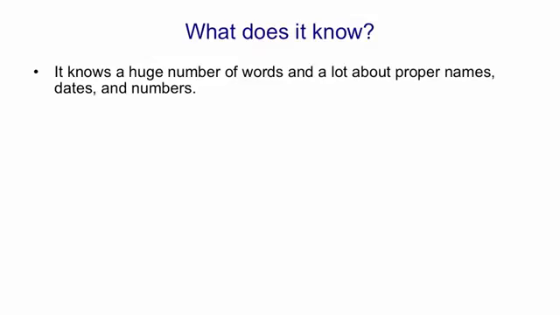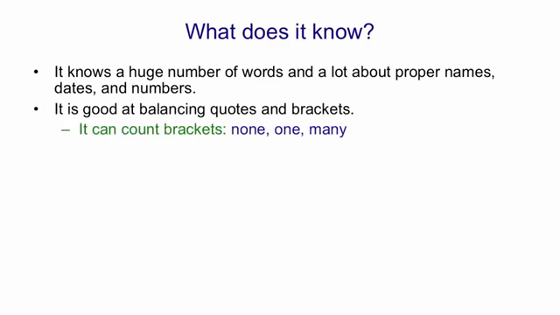It also knows a lot about proper names, like Thrungelini del Rey. It knows about dates and numbers, and the context in which they occur. It's good at balancing quotes and brackets, and in fact it can actually count brackets. If you give it no opening brackets, it's very unlikely to produce a closing bracket. If you give it one opening bracket, it's quite likely to produce a closing bracket in the next 20 characters or so. If you give it 2 opening brackets, it'll produce a closing bracket very quickly. Giving it 3 doesn't seem to make it any faster.